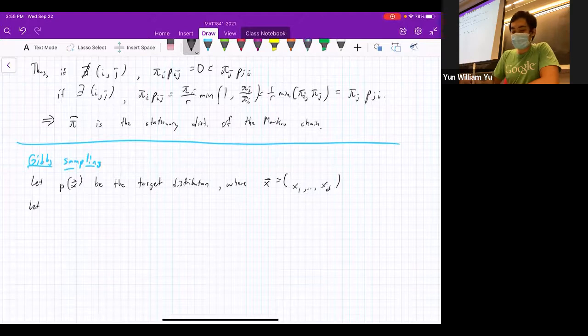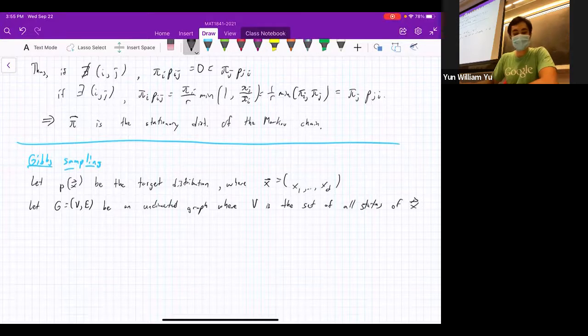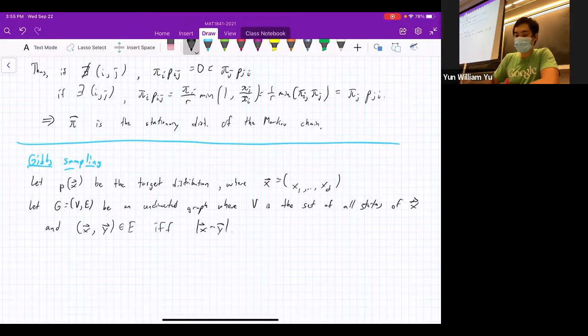Well, you can imagine constructing a graph G equal to (V, E), an undirected graph, where V is the set of all states of X. And we say that x and y, two different points, have an edge between them if and only if the two points differ in at most one coordinate. Here I'm using the zero norm. Basically, I'm asking in how many coordinates the two states differ. I'm saying I'm going to connect two states if you only have to change one of your d coordinates in order to get to that other state.